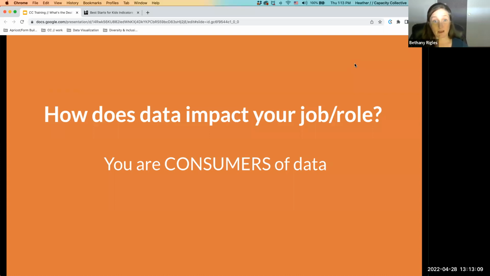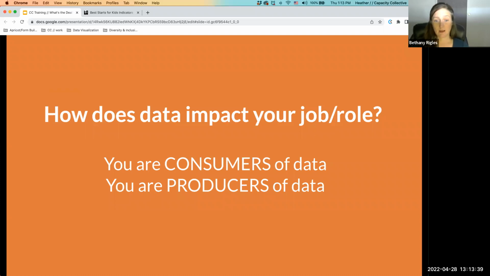And the first is that you're consumers of data. And by that, I mean you use data for a specific purpose and are affected by the quality of that data. In other words, a lot of the things you just mentioned, you're using data in your job to improve the work you do or that your organization does, to get funding, to understand and track client progress, and so on.